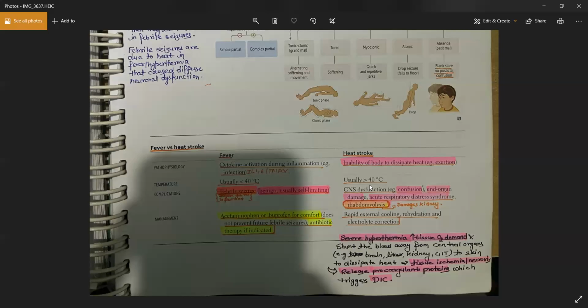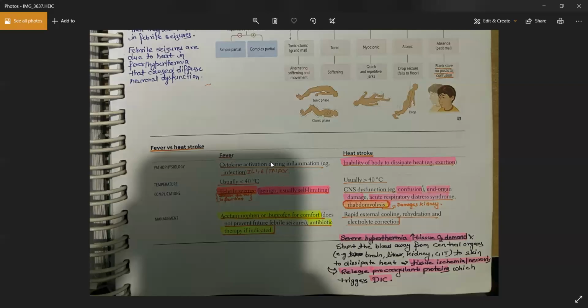And the body temperature is generally more than 40 degrees Celsius. Okay. In case of a fever, the temperature is usually less than 40 degrees Celsius, that means less than 104 degrees Fahrenheit, I guess. Okay. So fever is because of the cytokines like interleukin 1, 6, and TNF alpha that will stimulate the prostaglandins, that will stimulate the hypothalamus. And what prostaglandin can cause a fever?